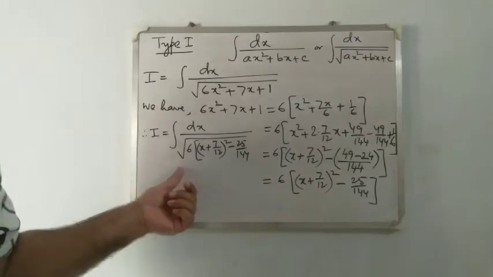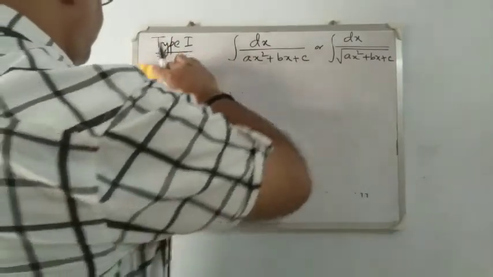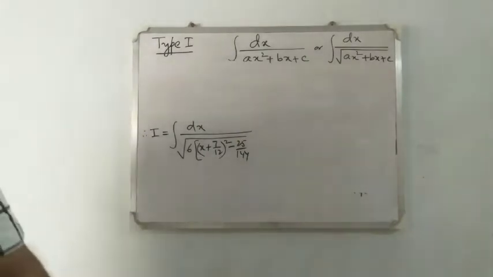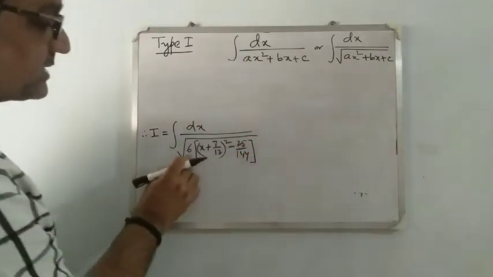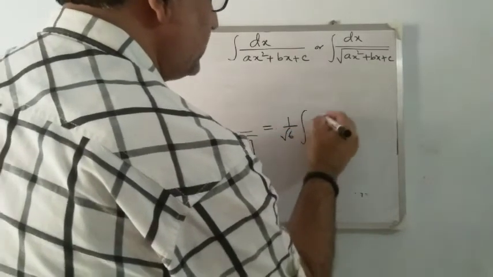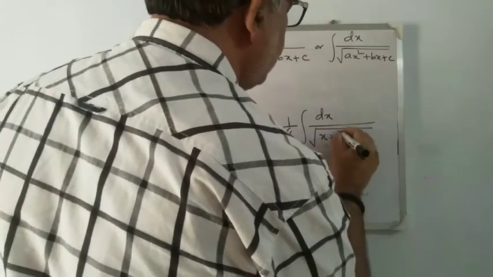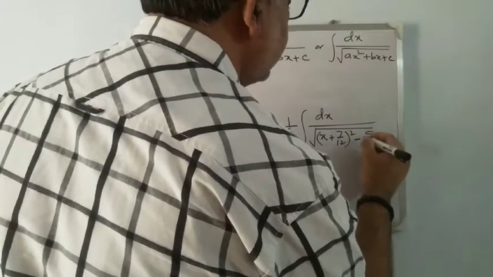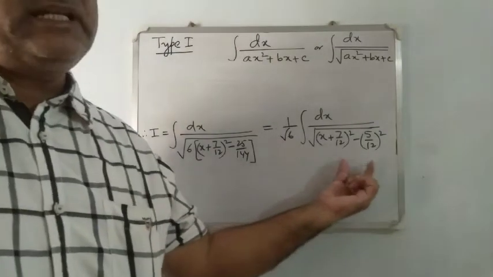This radical sign remains here. No problem. Now what happens? After this, we have to evaluate this integral. For evaluation, remember, we should take this 6 out from the integral. So what happens? You will have 1 by root 6 integral dx by root over x plus 7 by 12 whole square minus 5 by 12 whole square. This is 5 by 12 whole square. Now, do not apply the formula directly here.